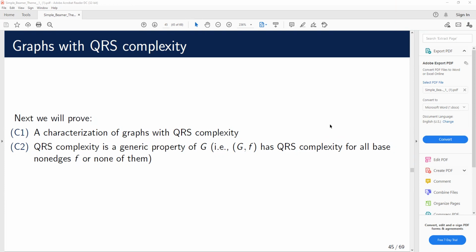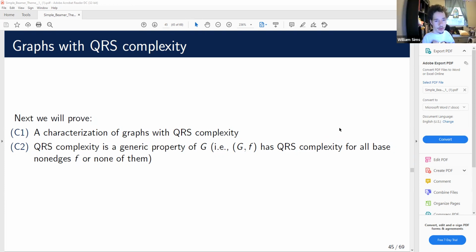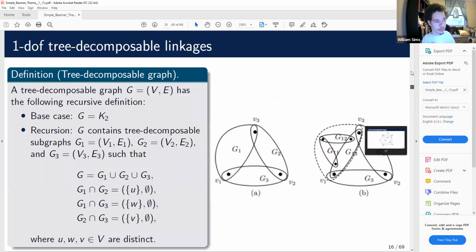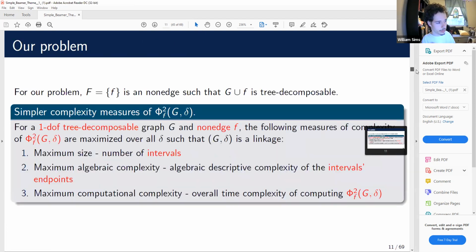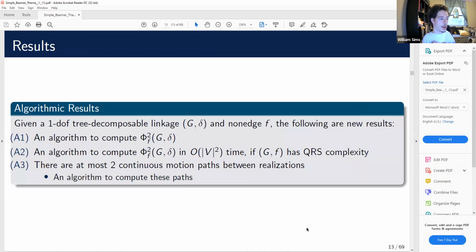So last time we left off, let's look back at the results real quick before we jump in. Here we go. So we had looked at A1 here, a general algorithm to compute the Cayley configuration space of a 3D composable, 1DOF 3D composable graph over a base non-edge F.